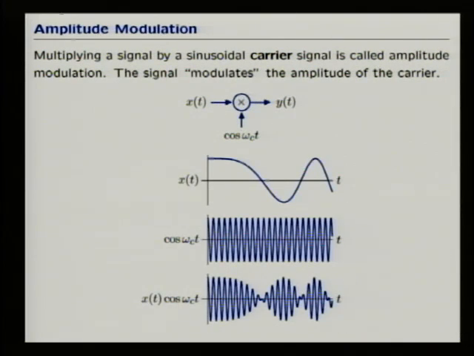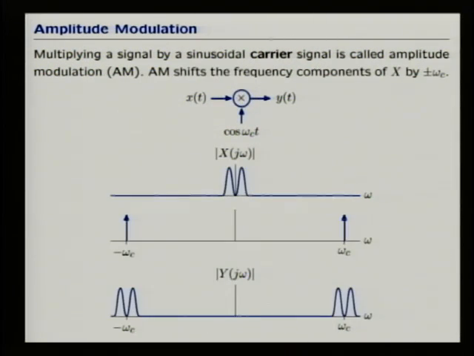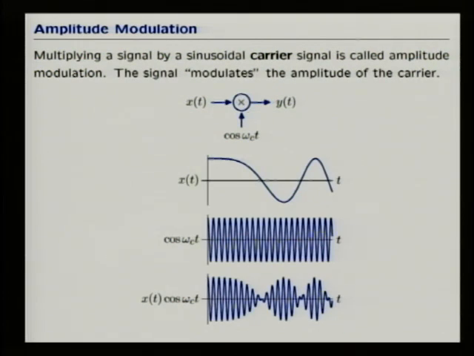So that's what we mean by modulation. Modulation is just a fancy word that means multiply. We're going to multiply the signal by a carrier. The carrier is a signal that carries the message through the medium. The carrier is chosen so that it goes efficiently through the medium, and then it carries the message through the medium.